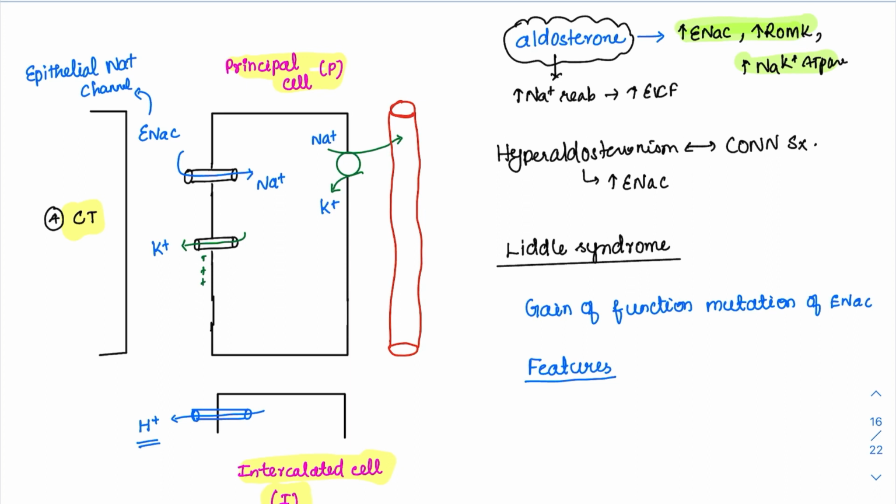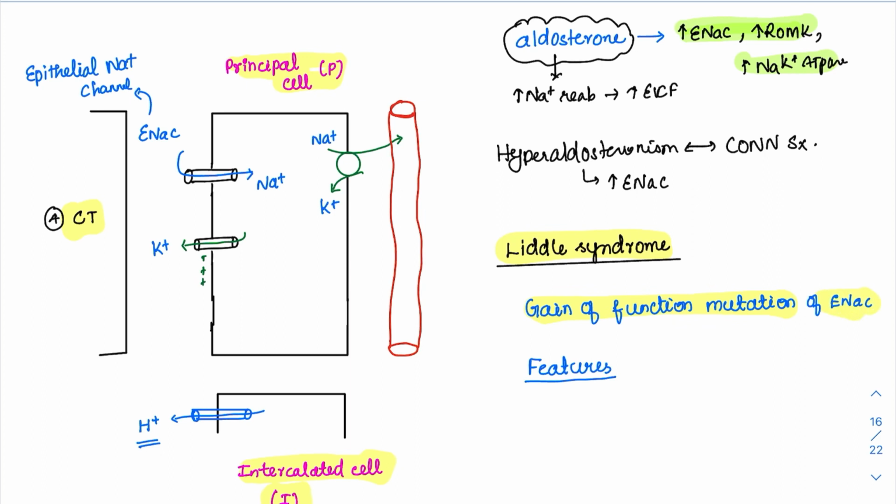There is another syndrome which is a gain of function mutation. Till now, with Bartter and Gitelman, we were seeing loss of function. But here the third syndrome, the Liddle syndrome, has a gain of function mutation of this ENaC channel.